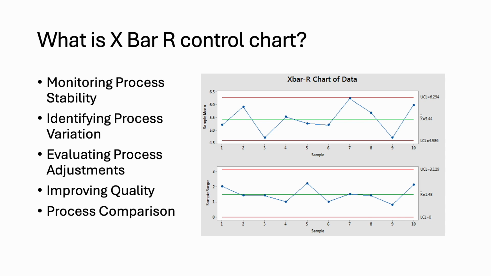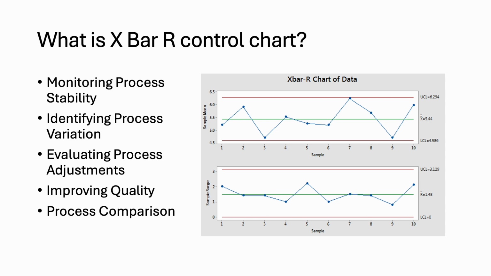the process is stable. Identifying process variation. The chart distinguishes between common cause variation, which is inherent to the process, and special cause variation due to specific changes or anomalies. As an example, a certain spike in the range chart beyond the upper control limit could indicate a malfunctioning analyzer, a special cause variation needing investigation.